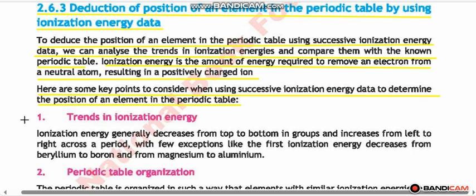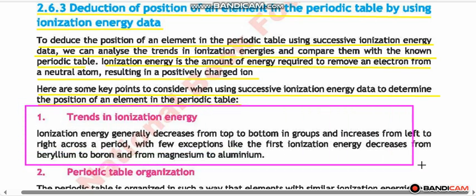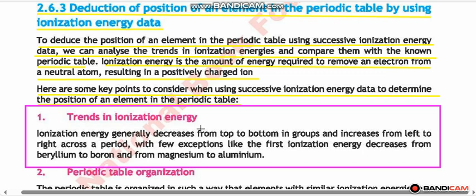Now we discuss the trends in ionization energies. The ionization energy generally decreases from top to bottom in groups and increases from left to right across a period, with few exceptions, like the first ionization energy decreases from beryllium to boron and from magnesium to aluminium.